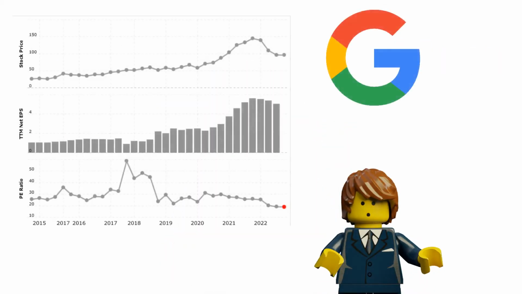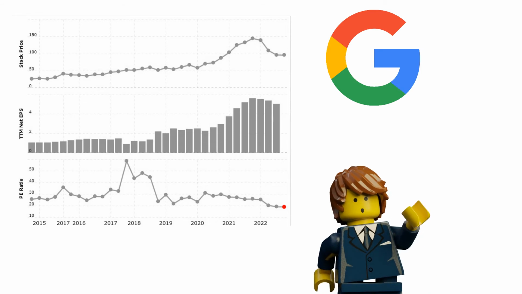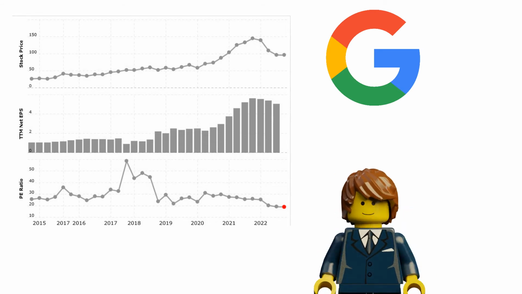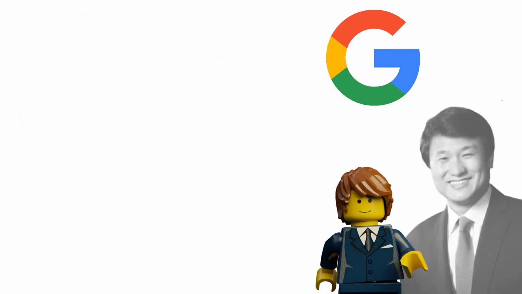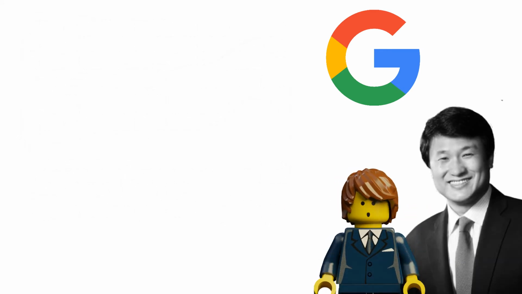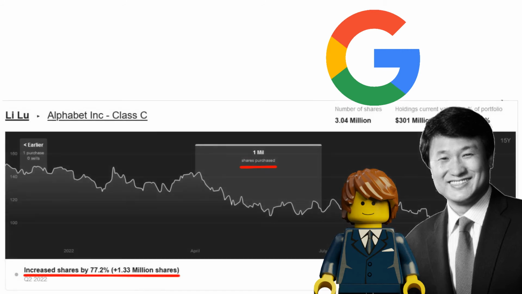Google's P/E ratio now is where it was during the pandemic crash. It hasn't been that low since the 2009 crisis. To many super investors, Google looks relatively cheap for such a great business. In fact, in 2022 more than 20 super investors bought Google stock, including Li Lu, who increased Google shares by 77%.